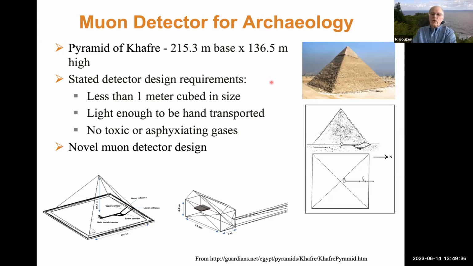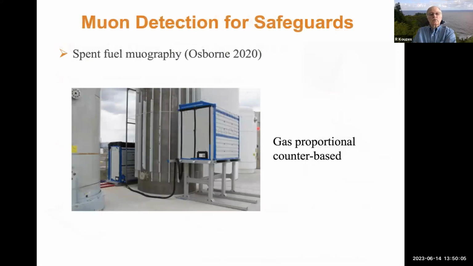The detector we designed was very specific because it had to be less than about 1 meter in size because we had to carry it through these small tunnels. So it has to be hand transportable, and it couldn't contain any toxic or asphyxiating gases. The gas counters that are used for many muon detectors would not be allowed because they contain asphyxiating gases. So anyway, that's the application of muons.